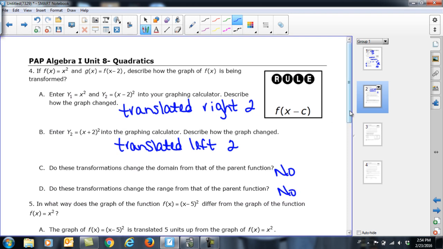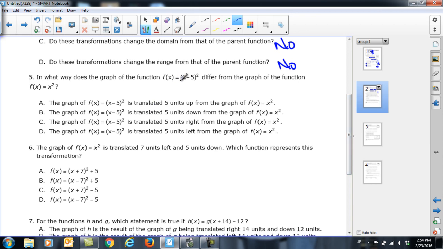So number 5 here asks, in what way does the graph of x minus 5 quantity squared differ from the graph of the function x squared? Well, this is your parent function x squared, and I'm going to do minus 5 and square all of it. I'm going to do x minus 5, the whole quantity squared. This minus 5 moves it left. Sorry, it moves it right 5 units.